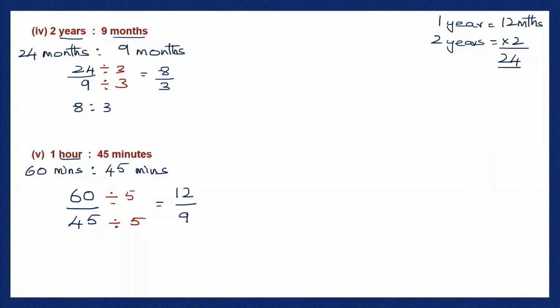We've got 12 by 9, which can be reduced again. The common factor here is 3. Use 3 and divide. 3 fours are 12 and 3 threes are 9. We've got 4 by 3 and our ratio will be 4:3.